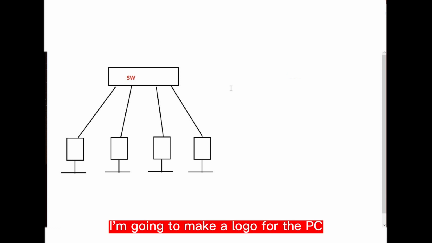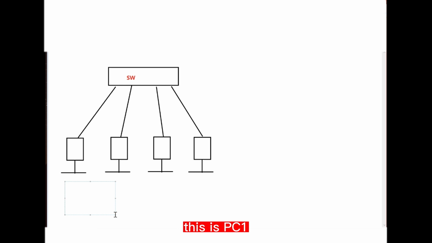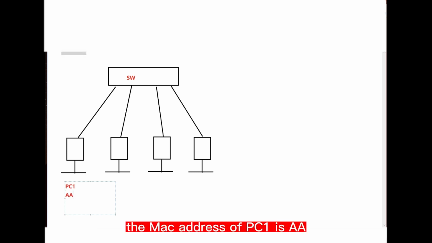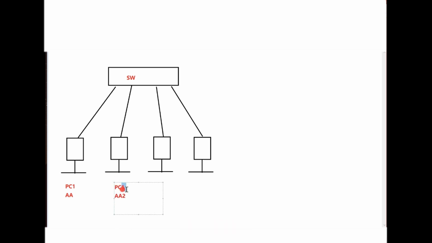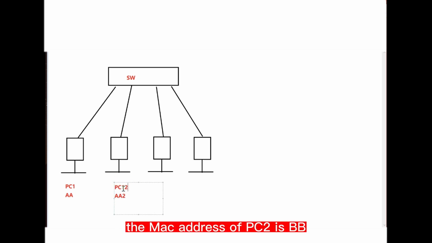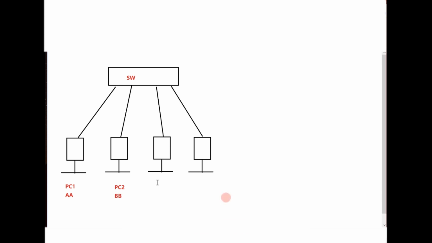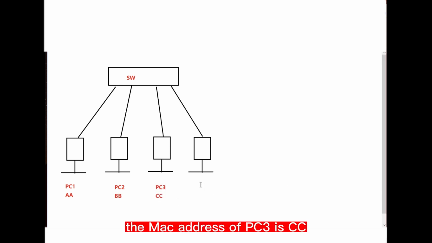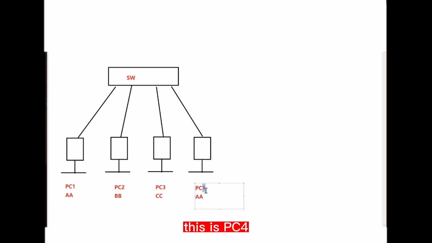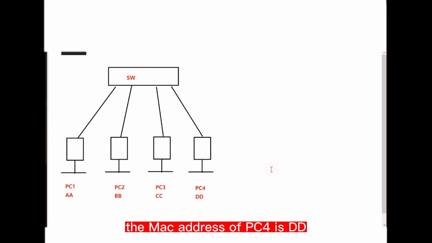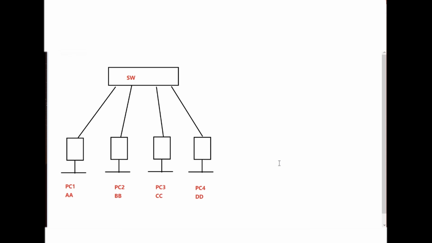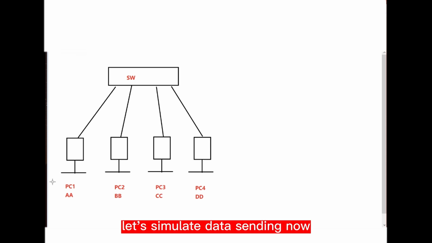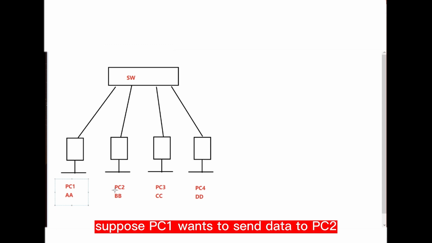I'm going to make a logo for the PC. This is PC1. The MAC address of PC1 is AA. This is PC2. The MAC address of PC2 is BB. This is PC3. The MAC address of PC3 is CC. This is PC4. The MAC address of PC4 is DD. Let's simulate data sending now. Suppose PC1 wants to send data to PC2.